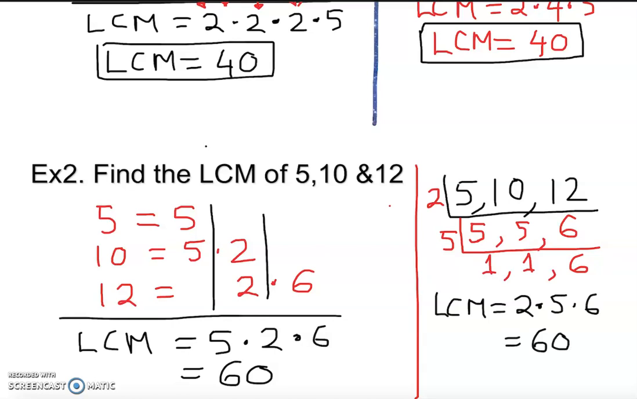Technically both methods are the same. They have to give you the same answer, but some students like the one on the right side, some students like the one on the left side. So it's really your call. I hope you understand how to find the LCM fully.